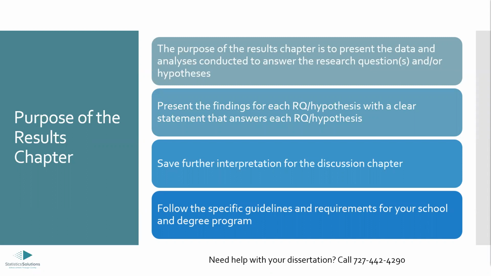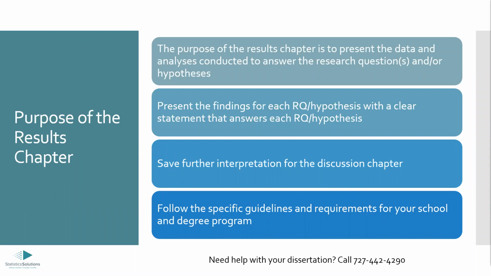So first, let's talk about the purpose of the results chapter and why it's important to the dissertation. The results chapter is meant to present the data and the analyses that you conducted to answer the research questions and hypotheses for your study. The previous chapters of the dissertation covered the why and how of your dissertation. Your introduction and literature review essentially covers why you're doing your research. Your methodology chapter covers how you're doing your research. And once you get to the results, you're discussing what you actually found after you conducted the research.